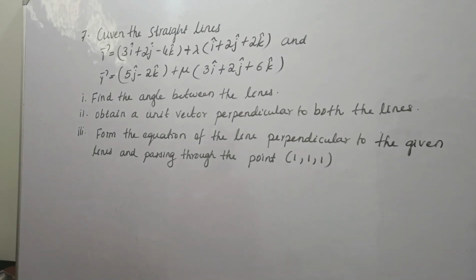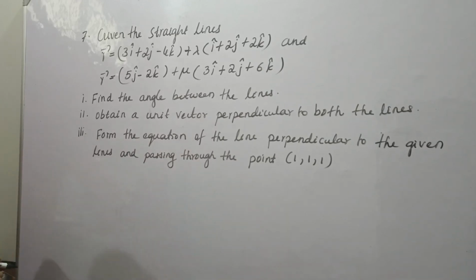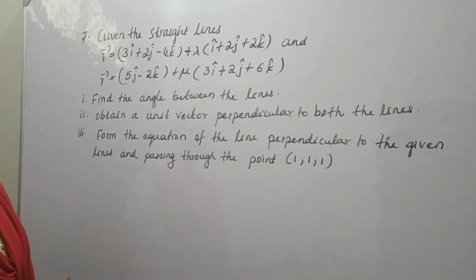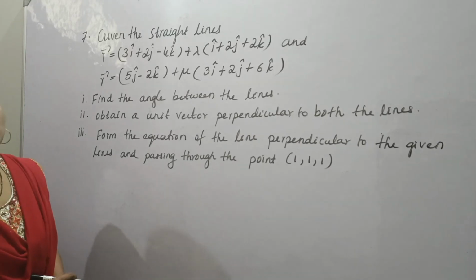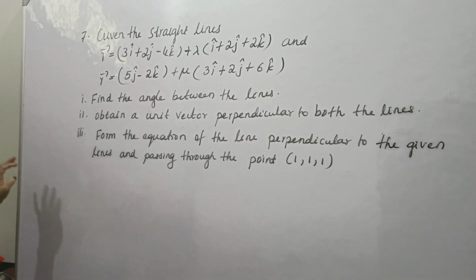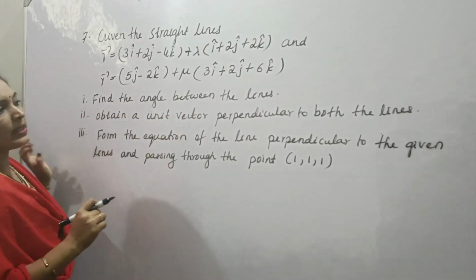Given the straight lines, vector r = 3i + 2j - 4k + lambda into (i + 2j + 2k), and vector r = 5j - 2k + mu into (3i + 2j + 6k). Here, first question: find the angle between the lines. So first of all, let's answer the first question.